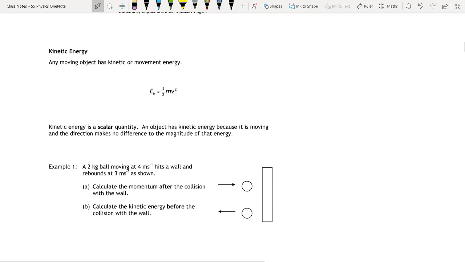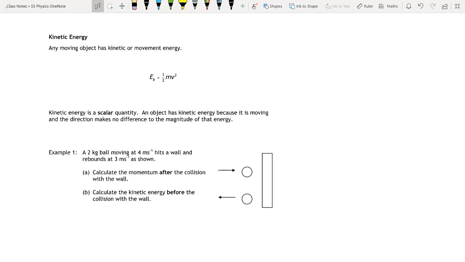Reminder about your kinetic energy. I'm not going to label all those values because you should know what they are. Kinetic energy in joules is half times mass in kilograms times speed squared, so meters per second squared. And it's an energy, so it's a scalar quantity. So an object has a kinetic energy because it's moving, but it doesn't matter which direction it's moving in, it's still got that movement energy. Okay, so it's just a scalar. So two equations: half mv squared is your kinetic energy, and your momentum is mass times velocity.